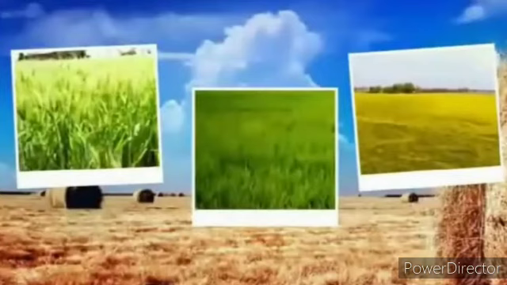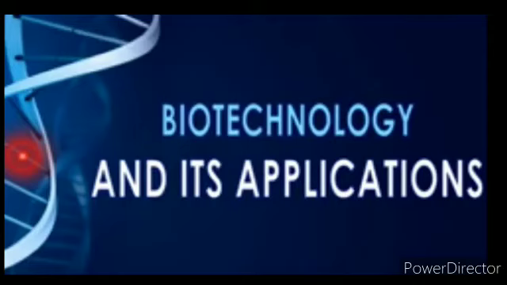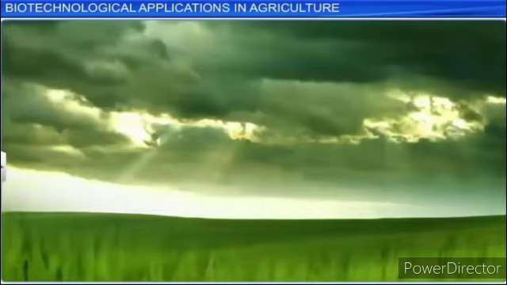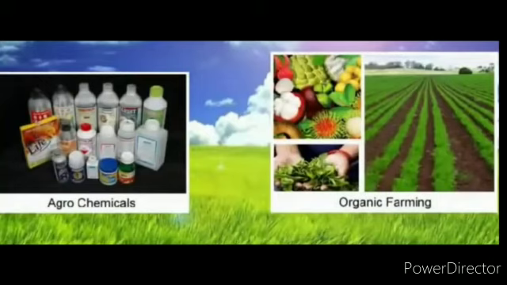Let us learn how human beings have used biotechnology to improve the quality of human life, especially in the field of food production and health. Biotechnological applications. First, we'll see agriculture. Let us take a look at the three options that can be thought of for increasing food production. First, agrochemical based agriculture. Second, organic agriculture. And third, genetically engineered crop based agriculture.